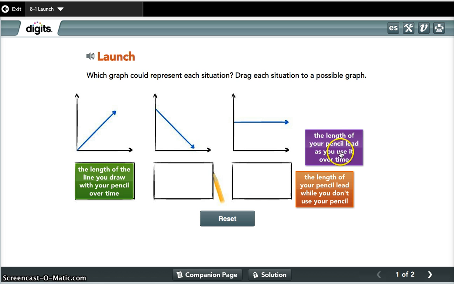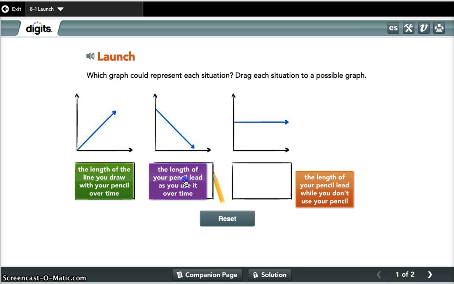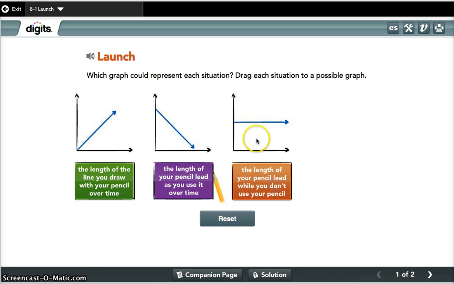Okay, then the next one is the length of your pencil lead as you use it. Now we're starting a drawing, and as we use the lead, it's going to get dull. The pencil is going to run out of lead, so that would be a decrease. And then the length of your pencil lead if you're not using your pencil, well, that is just going to stay the same. If you're not using your pencil, the lead is not going to be changing. So that's how we need to think about these different relationships here.